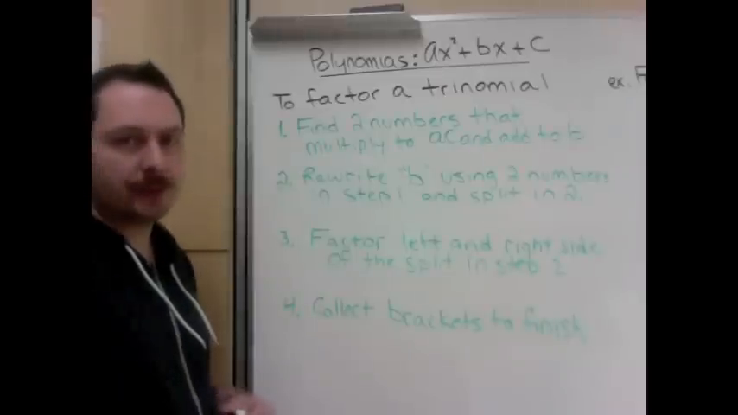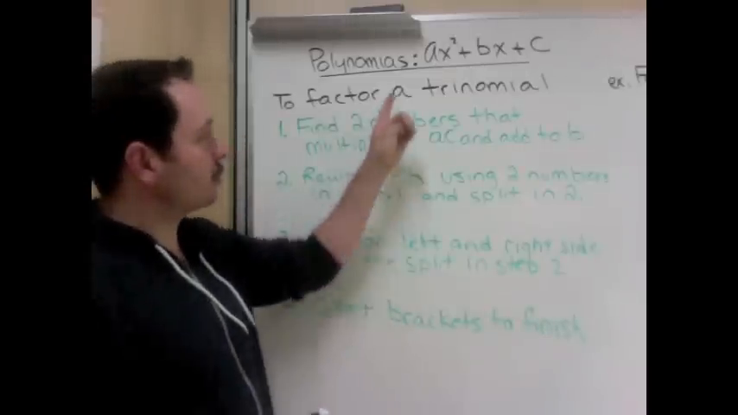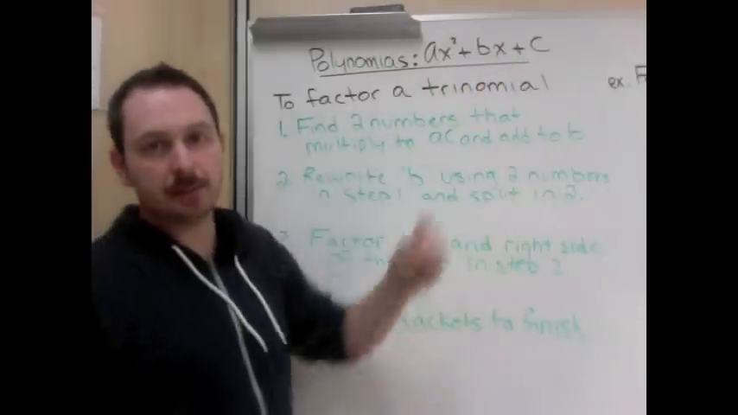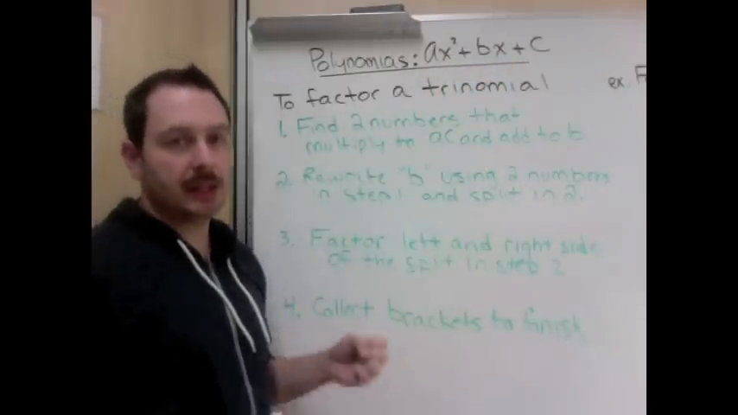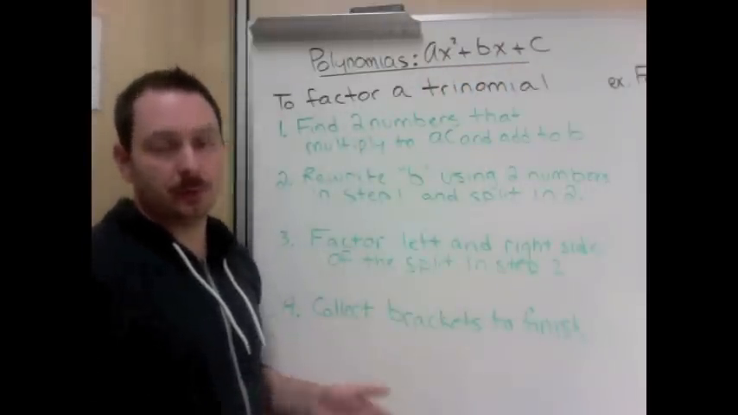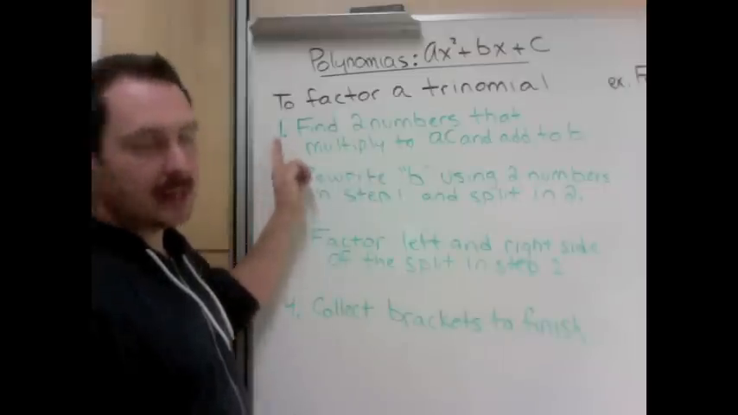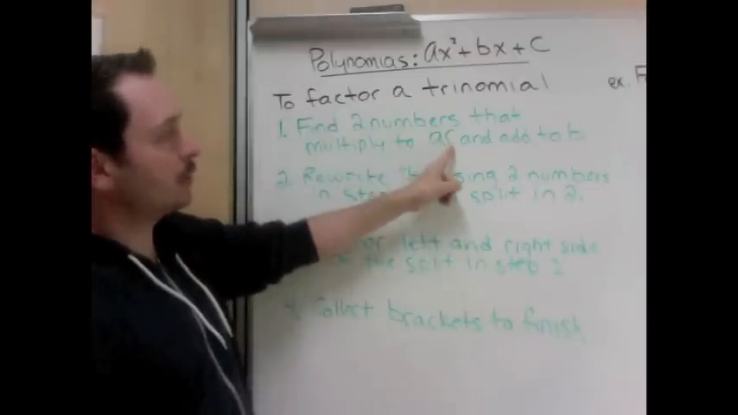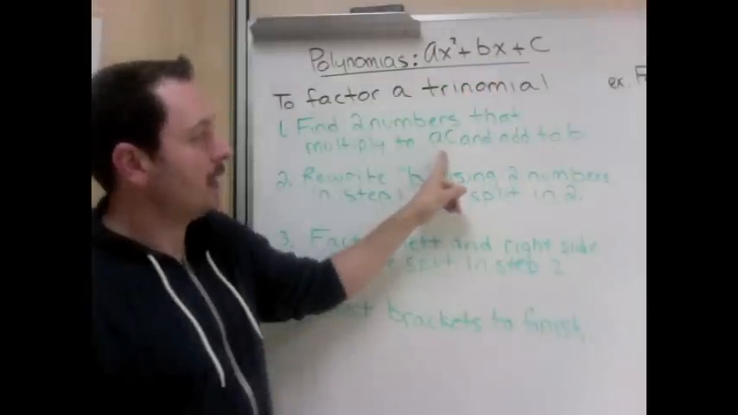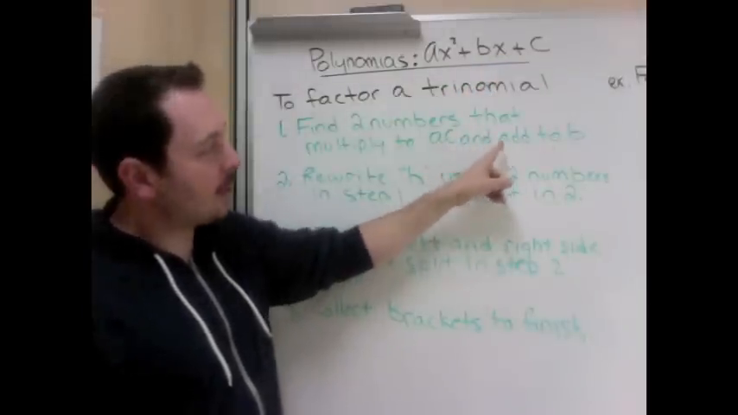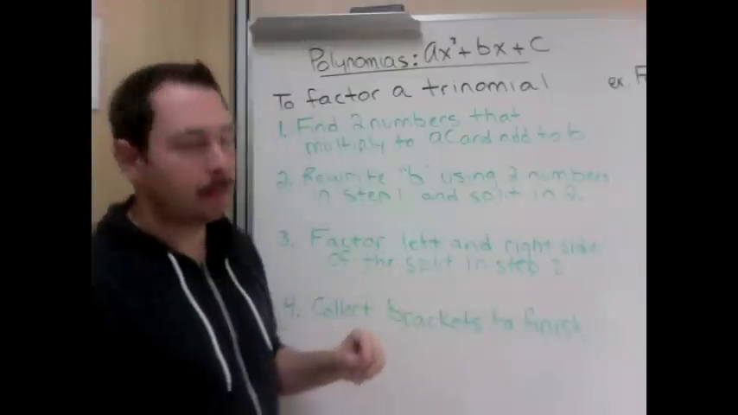Let's go over the steps for how to factor a trinomial. And remember, a trinomial is ax squared plus bx plus c. And these are the steps that we did in the last video. I didn't show the steps, we just worked through them, but here's the steps written out. First, you need to find two numbers that multiply to ac. So we're going to multiply the a and the c. And what two numbers do that and also add up to b?